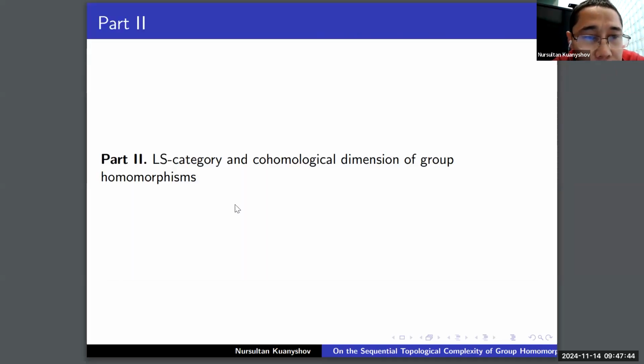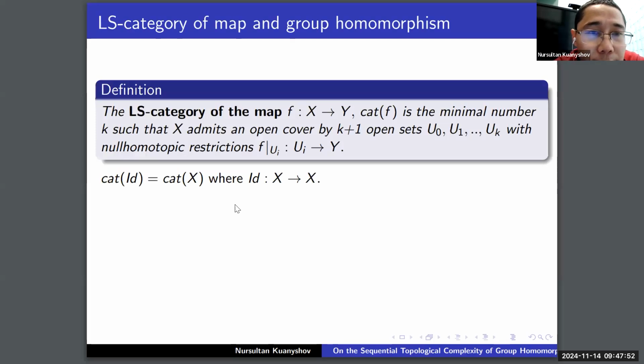So this is about LS category and cohomological dimension of group homomorphisms. Let me define the LS category of a map, denoted cat of F, as the minimal number K such that X admits an open cover by K plus one open sets, and if I restrict the map to each open set, it is null homotopic. As we can see, if I take the identity map, I recover the LS category of a space.